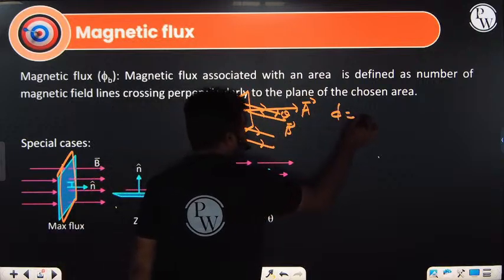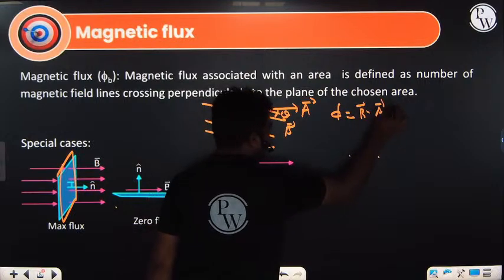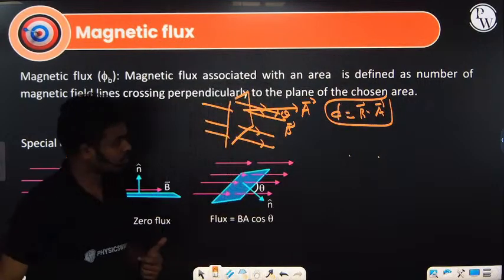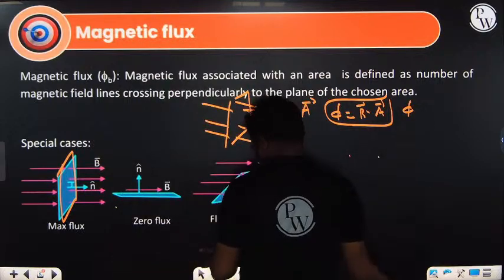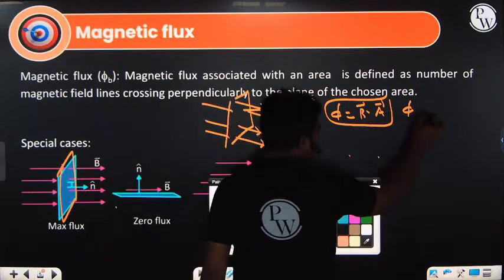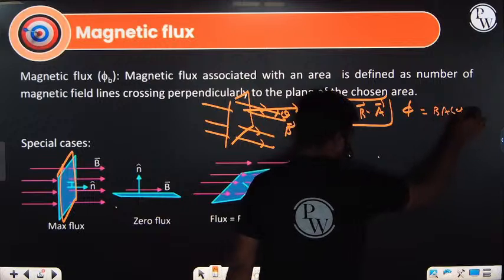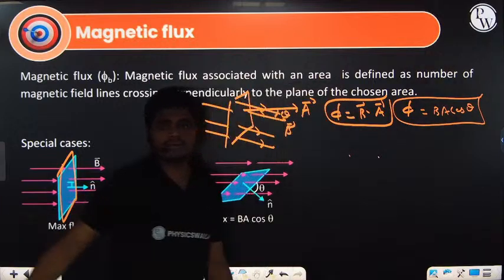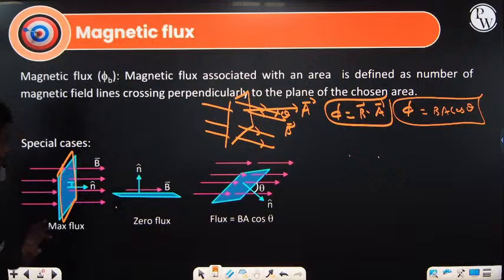So magnetic flux is defined as the dot product of area vector and magnetic field, that is B dot A. So phi is equal to B A cos theta. Theta is the angle between the magnetic field and the area vector. Keep this in mind. We have different cases over here.